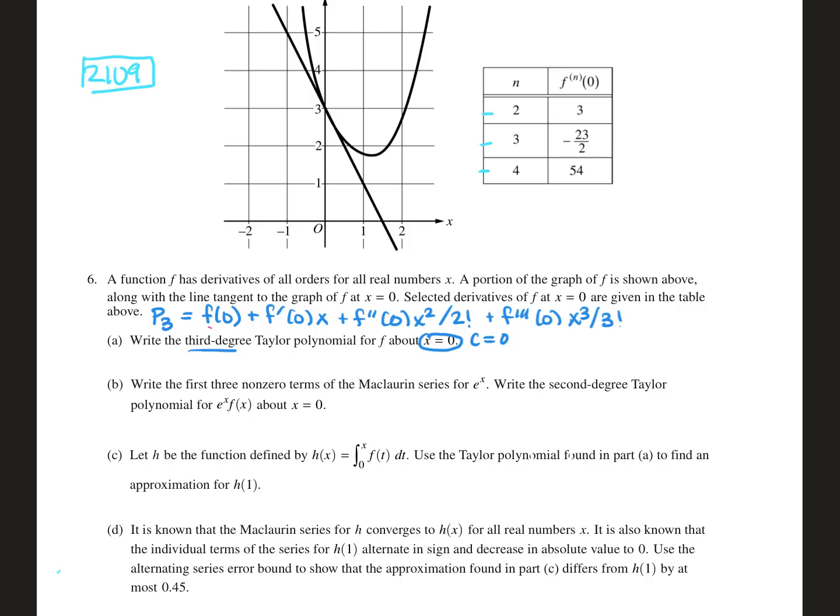So f of 0. f of 0 is where the graph is crossing x equals 0. So we know that f of 0 is equal to 3. So far we have P3 is equal to 3. The next thing we look at is f prime. Remember, f prime is the slope of the tangent line. So if we're starting here, our slope is going down 2 over 1, so negative 2.